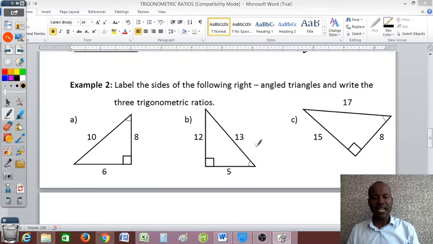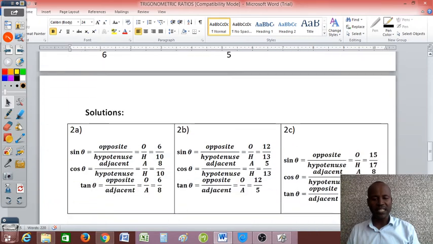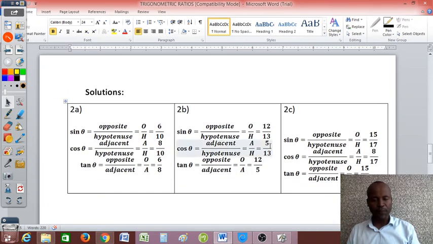The adjacent side for this angle is the side which is given by 5 units, and the hypotenuse is the side which is opposite to the right angle, which is given by 13 units. So cosine of this angle theta is defined as adjacent divided by hypotenuse: 5 units over 13 units.